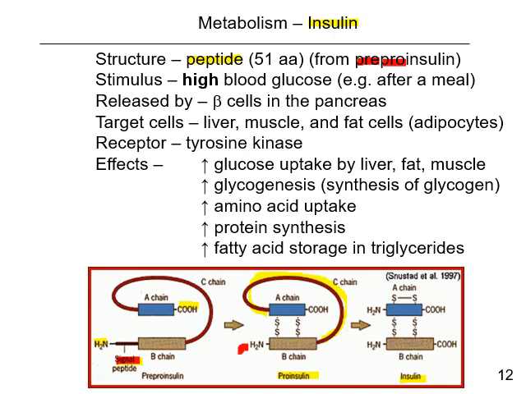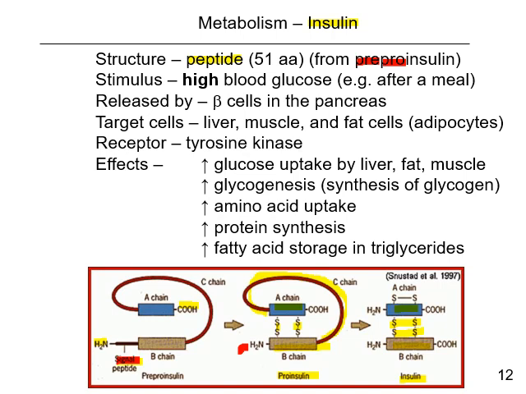And insulin is formed from two chains, the A chain and the B chain, that both come from pre-proinsulin or proinsulin, and they are held together by disulfide bonds. So this is the structure of the insulin molecule that is formed from two chains, the A and the B chain, both of which came from the proinsulin, and these two chains are held together by disulfide bonds.